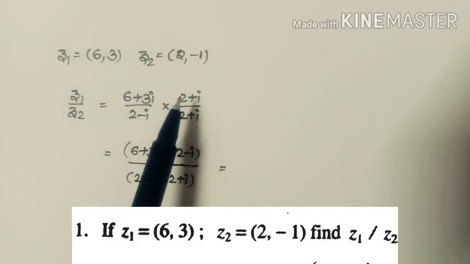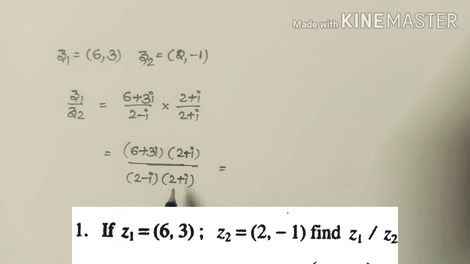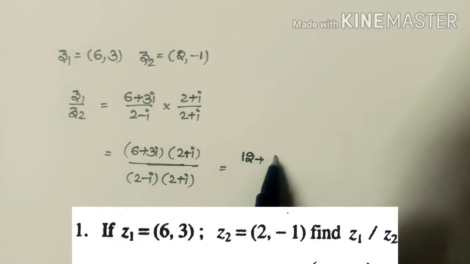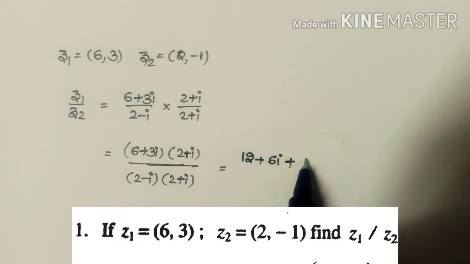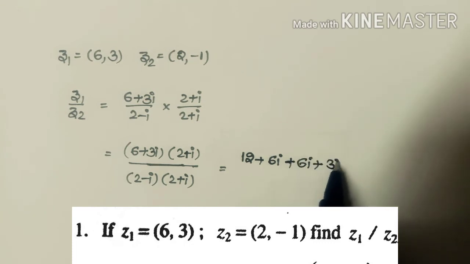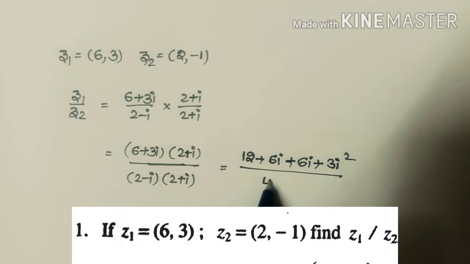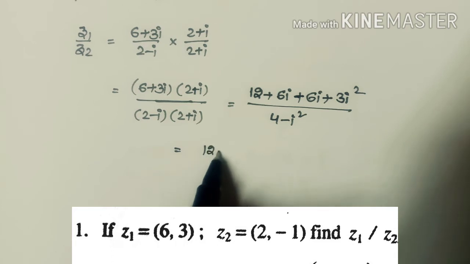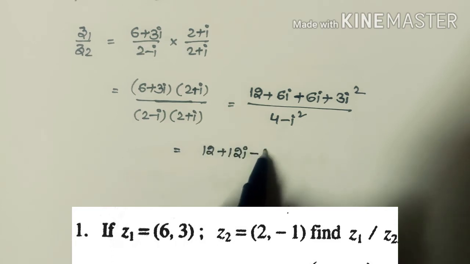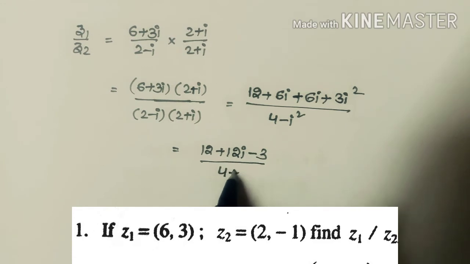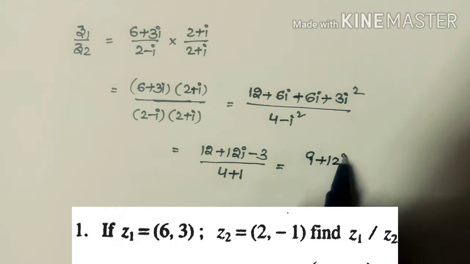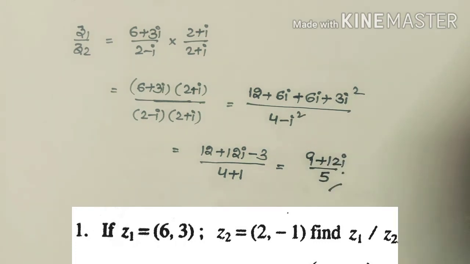Now this is (6 plus 3i) into (2 plus i) by (2 minus i) into (2 plus i). Product of the first two values, into product of these two values. Now taking the product here, 2 into 6, that is 12, plus 6i plus 6i plus 3i square, whole by, now this is a square minus b square, 4 minus i square. This equals 12 plus 6i plus 6i, 12i, minus 3, whole by 4 minus minus 1 means 4 plus 1. 12 minus 3, 9 plus 12i by 5. That's all. This is the required answer.